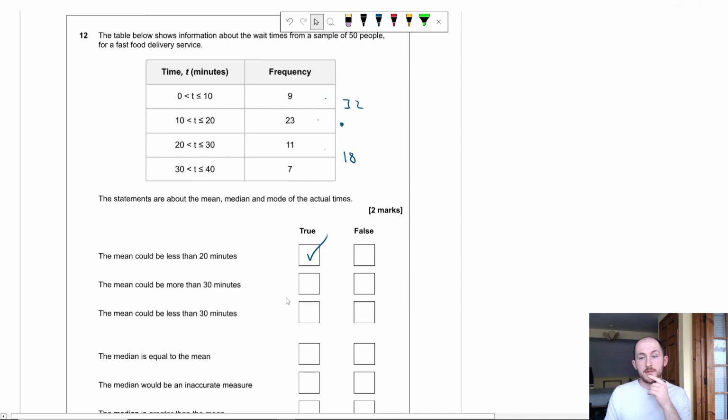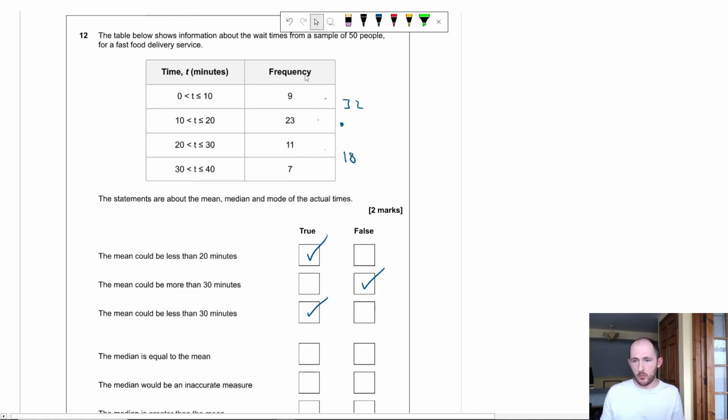Now, could it be more than 30? Well, if I look at more than 30, that's only 7 people. There's no way in hell that it's more than 30. Could it be less than 30? Well, yeah, if it could be less than 20, it could be less than 30, right? What about the median? It's equal to the mean. Okay. Well, the median, again, is less than 20, right?